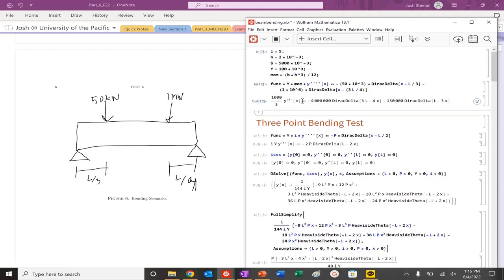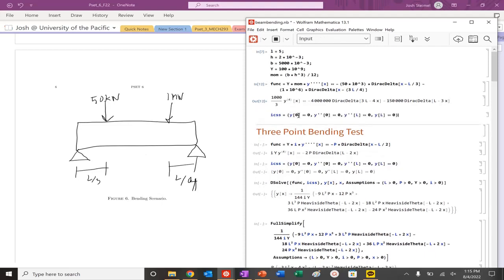I always get used to R notation. All right, so what are my initial conditions? Well, I know that there must be no deflection at that point. I also know that there can be no moment, because remember, my moment is related to basically the second derivative of my function. So my moment will effectively be that.